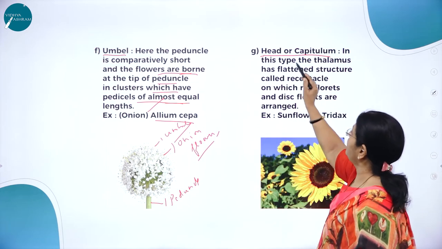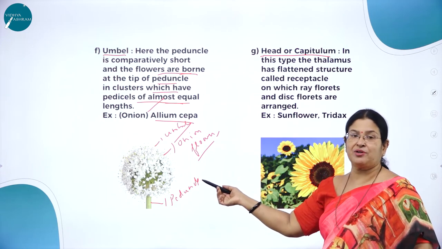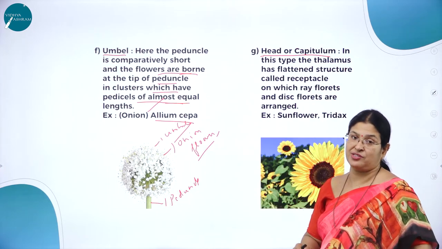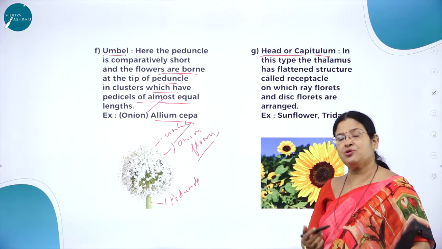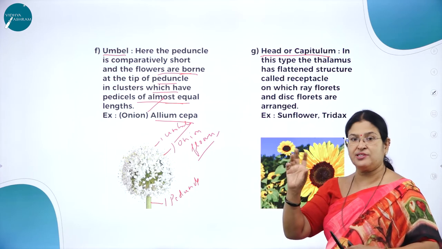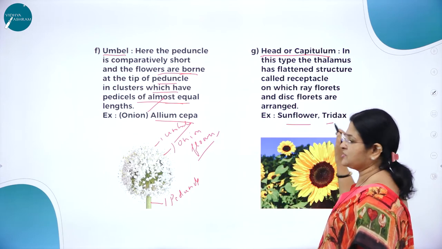Moving on to head or capitulum. Have you ever observed? I think even you might have come across the touch me not plant. It is a globose head inflorescence. It is called globose head. What is so very unique about that flower? It is like a ball. Here also you can see it is like a ball. There also, even the touch me not plant, you can see that, right?